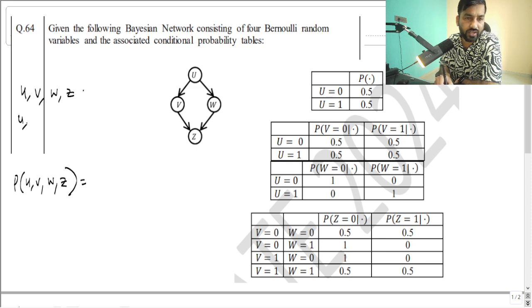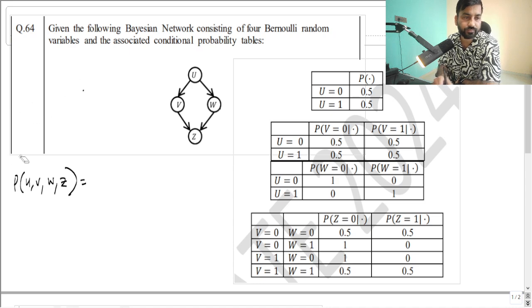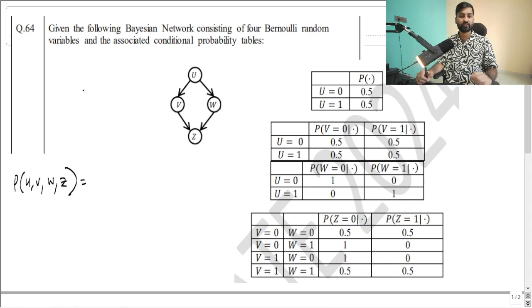Or you can also say like this: U, then W, then V, then G. So this is the ordering that you have to make sure of: U, V, W, G. I hope this makes sense. After U, V is coming, then W is coming, or W is coming, then V is coming. You have to make sure of this order. So how can we write this joint probability from this Bayesian network?